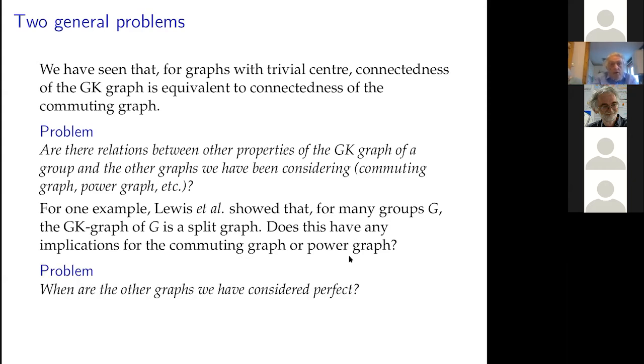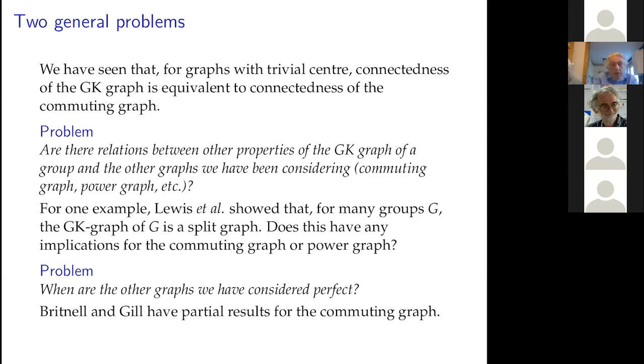I don't know. And other questions: when are other graphs that we have considered perfect graphs? Like the enhanced power graph or the commuting graph. John Britnell and Nick Gill have some partial results for the commuting graph, but this question is only partly solved for the commuting graph and not at all for the enhanced power graph. There again, I have some ideas about how that might go.